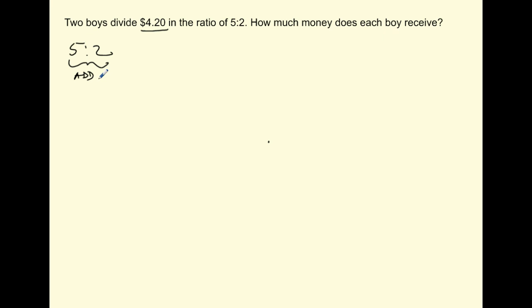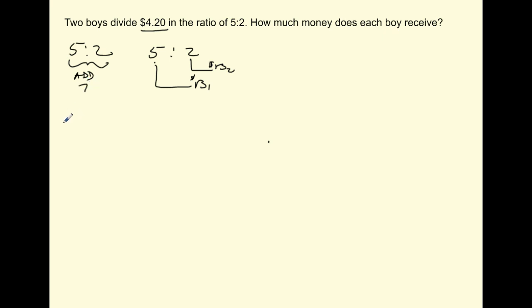So, okay, now we're going to say 5-2. And this ratio, we're going to say, is boy 1. This is boy 2. We call that boy 2. And this is boy 1. Okay? And that's going to be in our dollars. Okay? So let me put a dollar sign here. Okay. That's how much they're going to receive. So, first we take the ratio and we add them up. That comes up to 7.